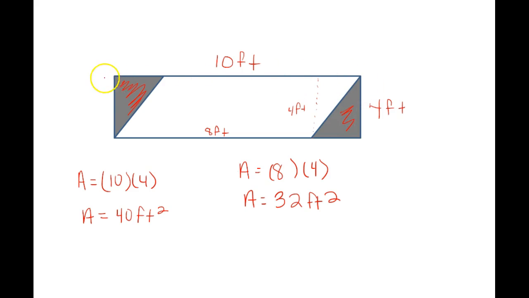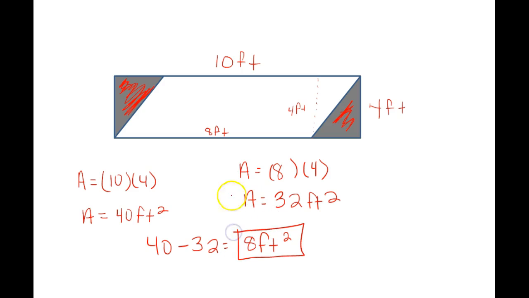So we found the entire area of the rectangle, which is 40 feet, and we're going to have to just subtract the area of the parallelogram from that, which is 32 feet. So the only thing that's left is this little shaded region, and that is 8 feet squared. The area of that little small shaded region is 8 feet square.